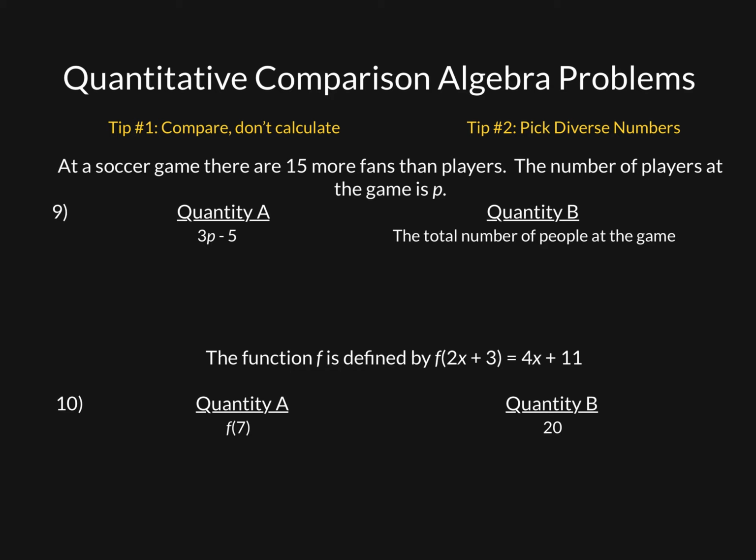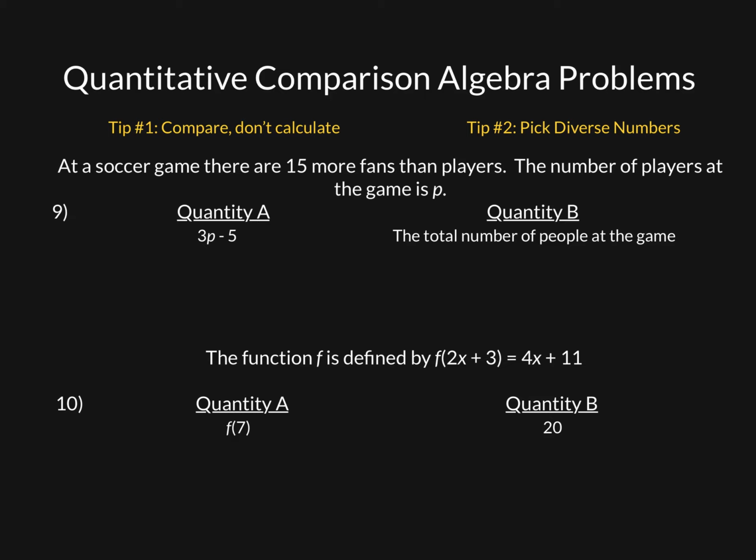And last but not least, our two ending questions here, numbers 9 and 10. Let's go ahead and take a look at number 9. At a soccer game, there are 15 more fans than players. The number of players at the game is P. All right, so we know that the number of players at the game is just going to be represented by the variable P. And there's 15 more fans. Well, looks like it's just a scrimmage then, because it's pretty low crowd here. 15 more fans than players.